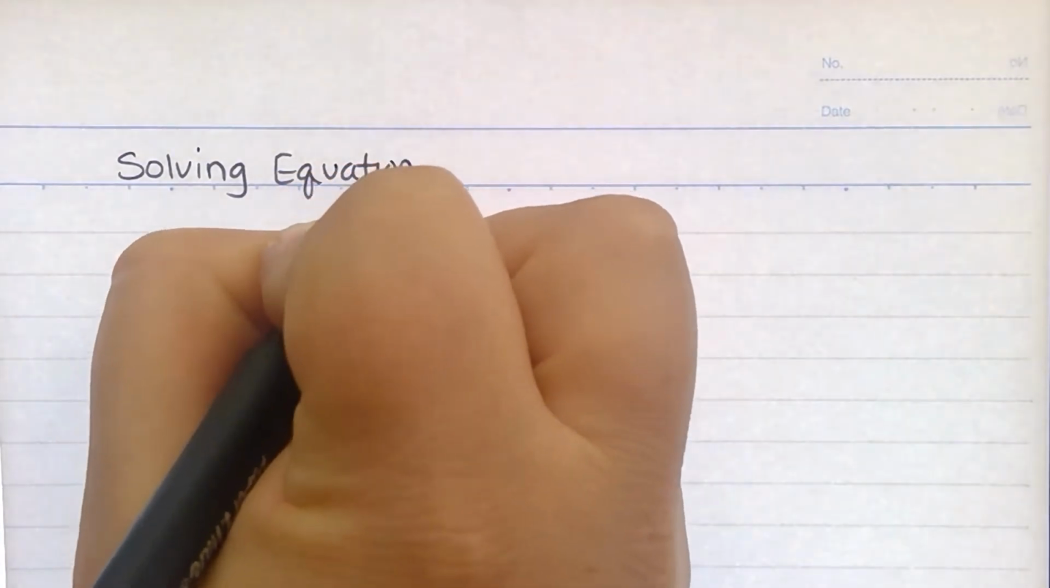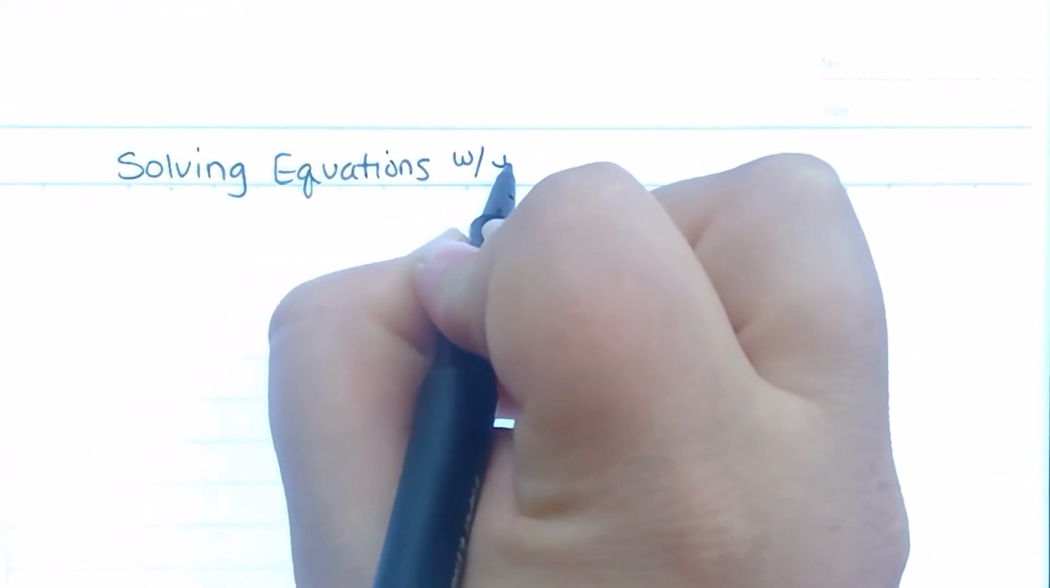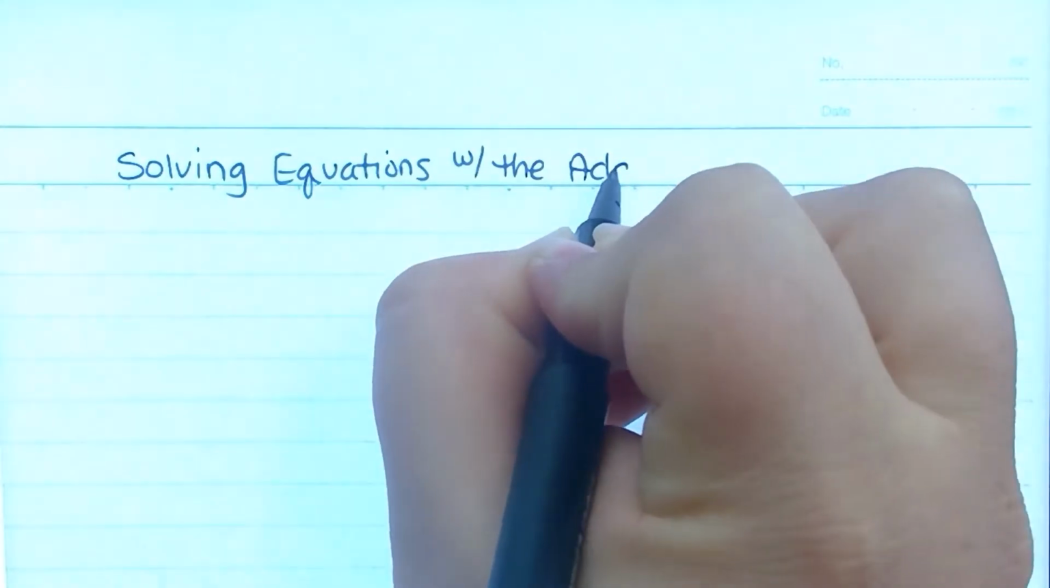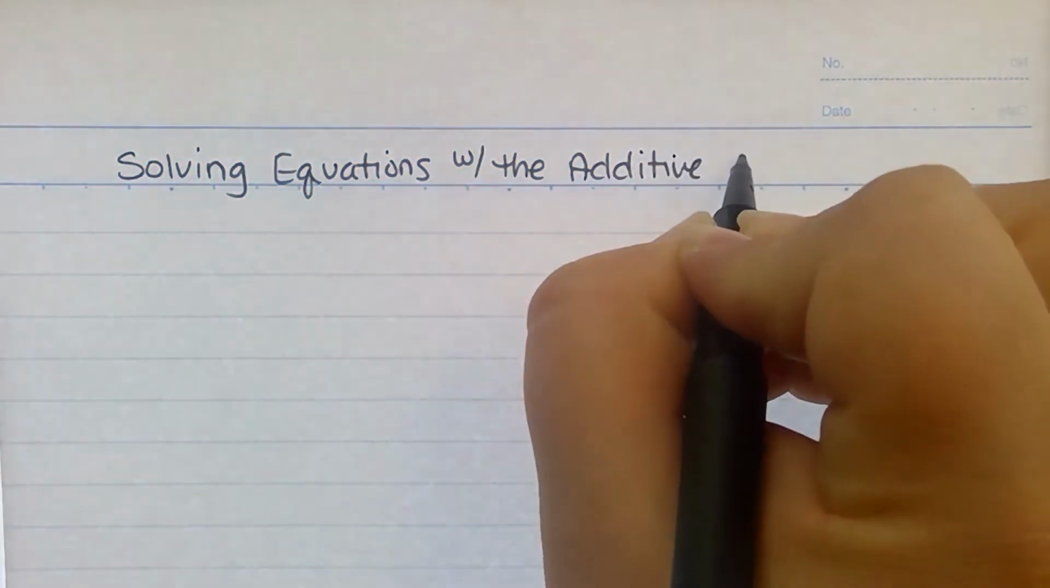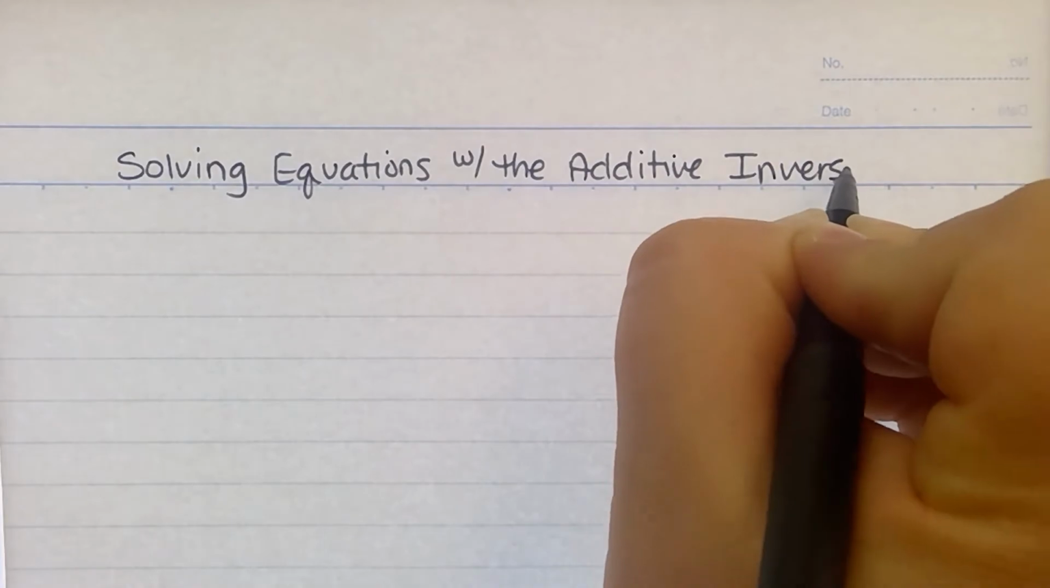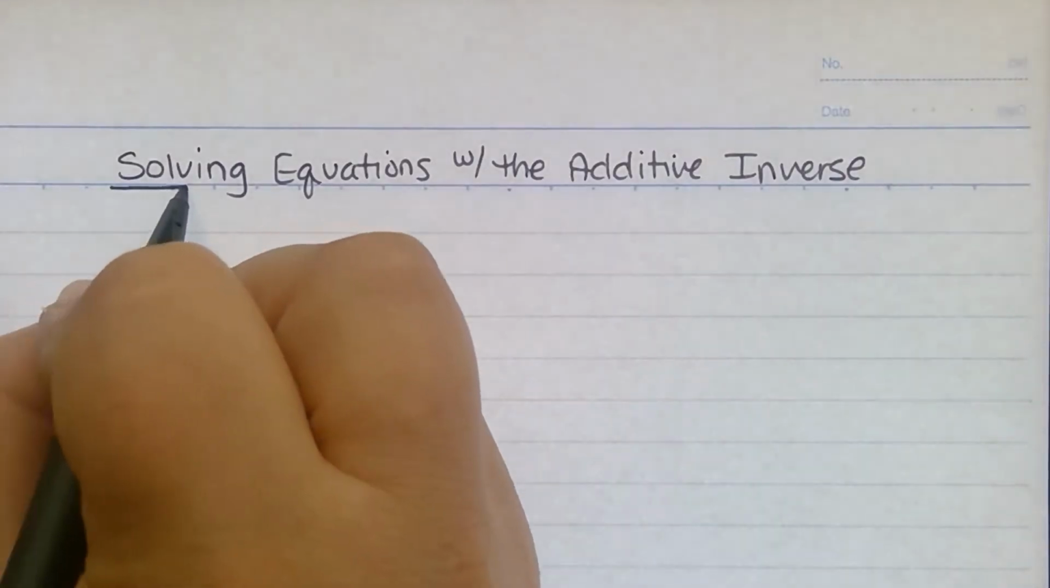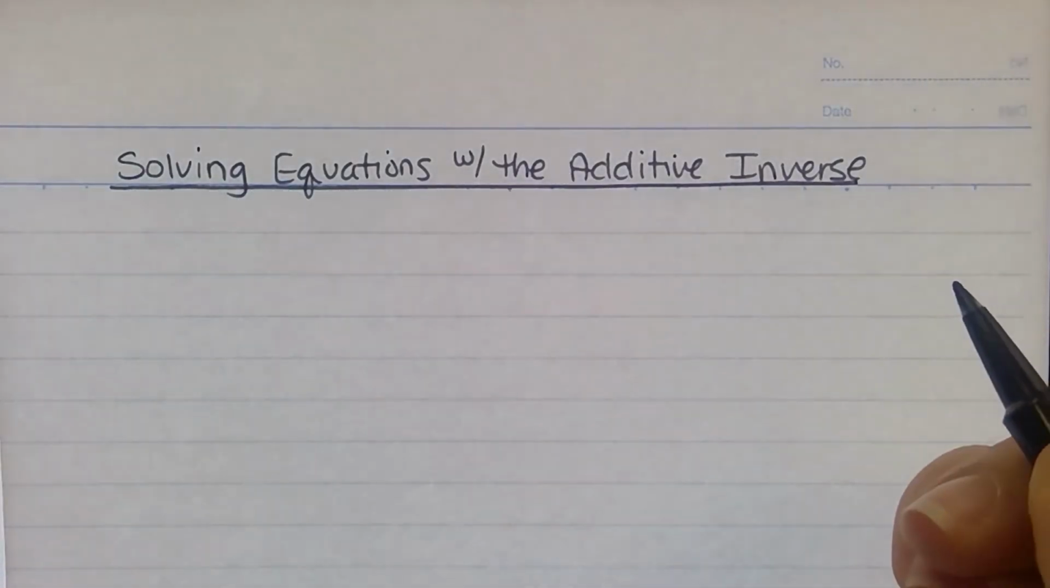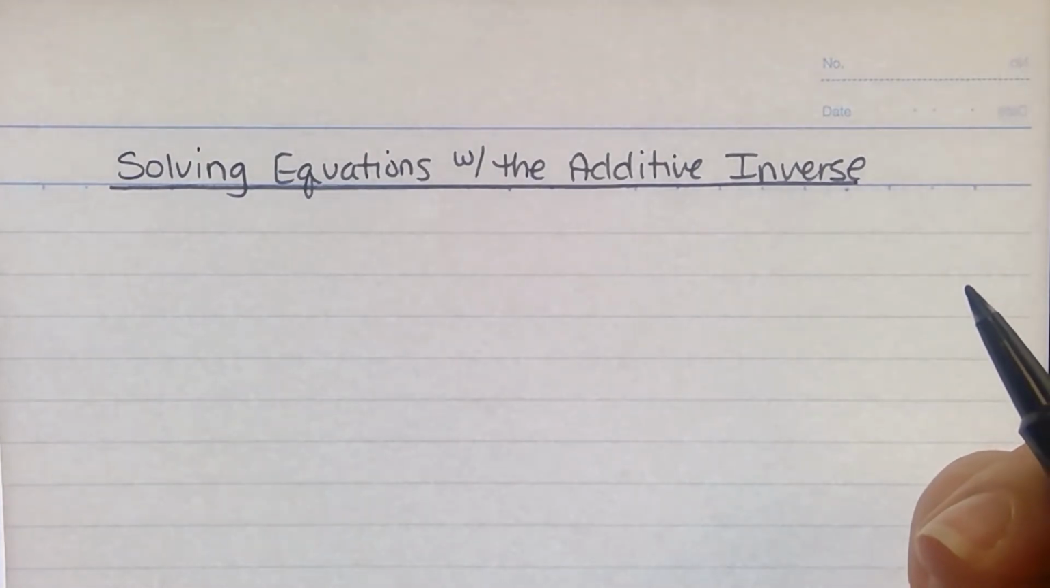So if you have a notebook at home, I want you to get out your notebook and a pen and we're going to take notes, just like it would be regular school. I promise you it takes less than 10 minutes. So we're going to talk about solving equations using the additive inverse. Go ahead and put that as your title. Underline that.